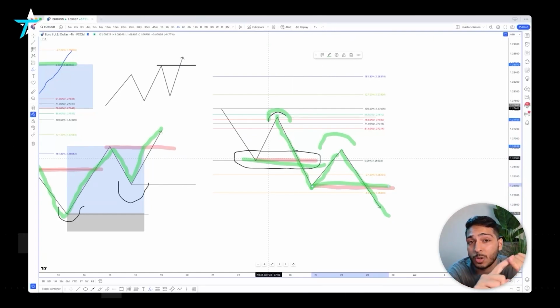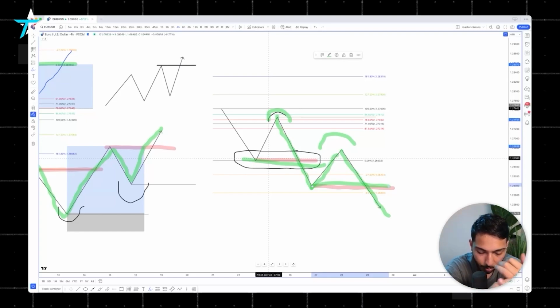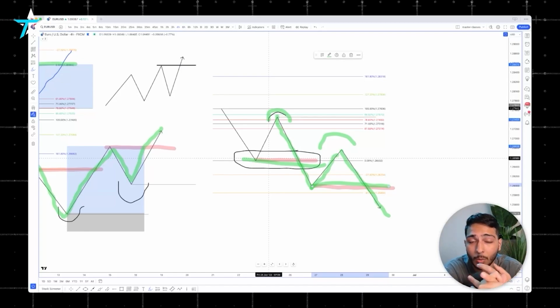You only want to sell strong highs and you only want to buy strong lows, right? So I'll say it again. Buy strong lows, sell strong highs. Target weak highs, target weak lows, right?